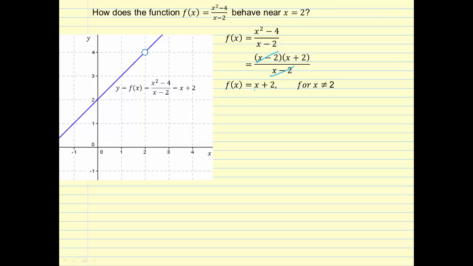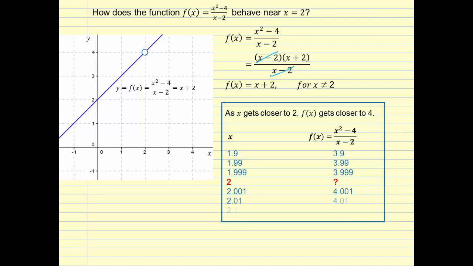Therefore, the graph of f of x is the line y equals x plus 2 with the point (2, 4) removed, which is represented by an open circle or hole in the graph. Even though f of 2 is not defined, we can make the value of f of x as close as we want to 4 by choosing values of x that get closer and closer to 2, as shown in this table. For example, if we substitute x equals 1.9 into the original formula for f, we'll get 3.9.